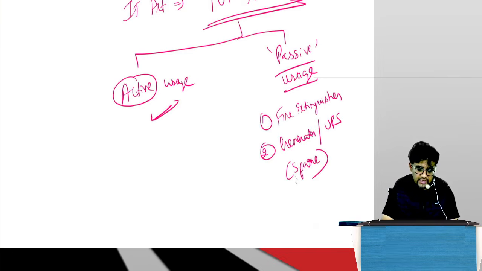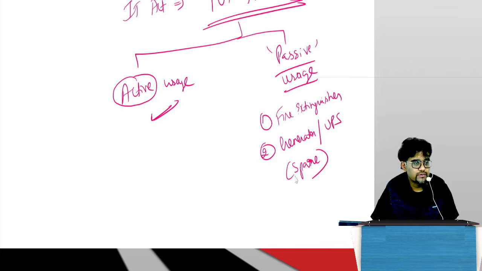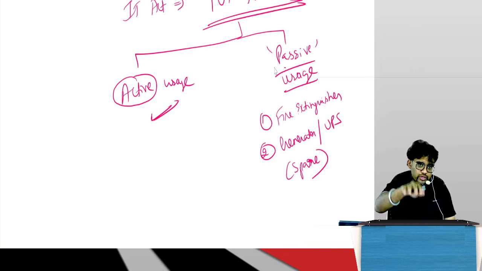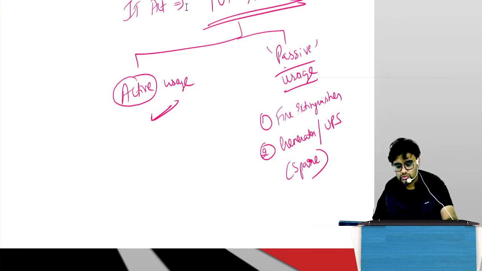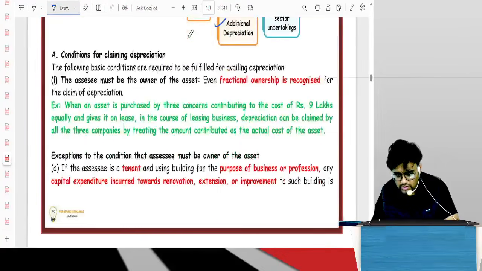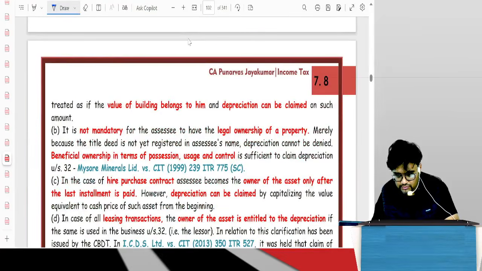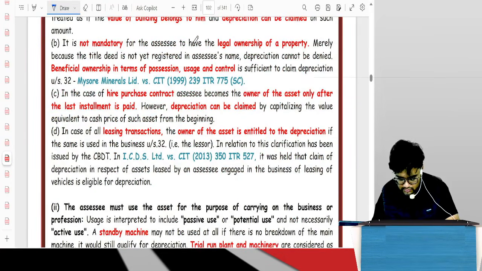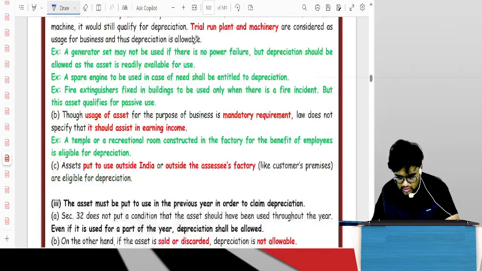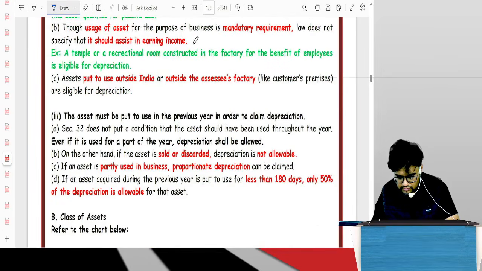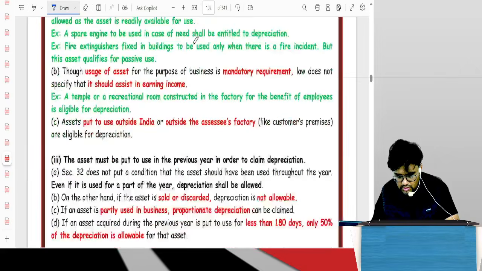Now this, will you get, guys? Will you get or not? Yes, you will get depreciation. So depreciation is on active use as well as passive use. Passive usage is also deemed to be put to use. Passive usage is also deemed to be put to use. Correct? So all these things are there.